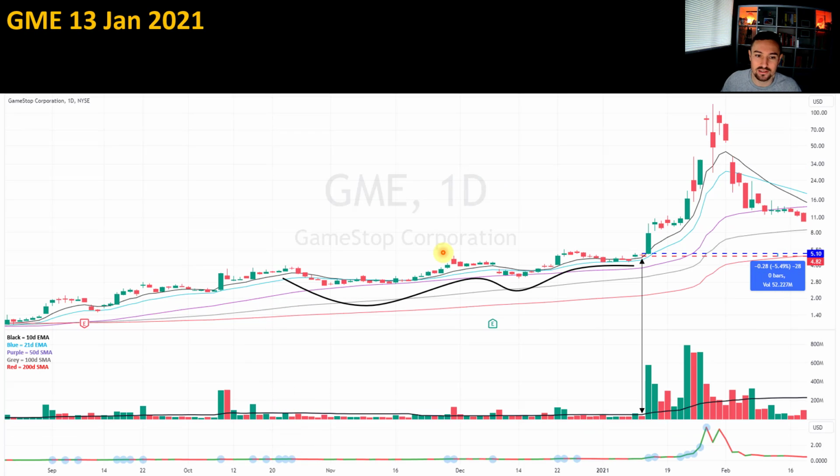GameStop as well. So this is the last VCP before we go into the cheat and low cheats. So how many contractions do you see in the base? And this stock then goes from $5 to over $100, okay? One contraction, two contractions, three contractions. Look at the tightness in price. Look how the volume dries up. Look at the 52-week highs. So if you're scanning for 3-month relative strength, GameStop's going to come up on your radar. Okay, it's going to come up on your radar because look at the relative strength, look at the 52-week highs. The market does not miss the best opportunities.